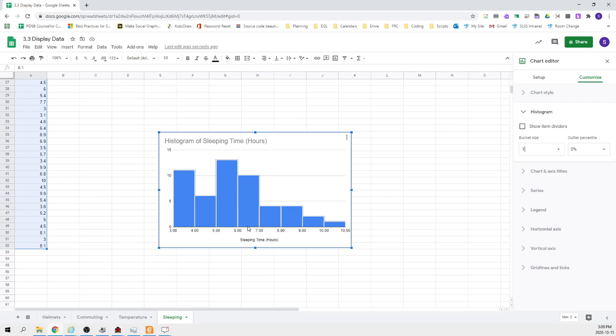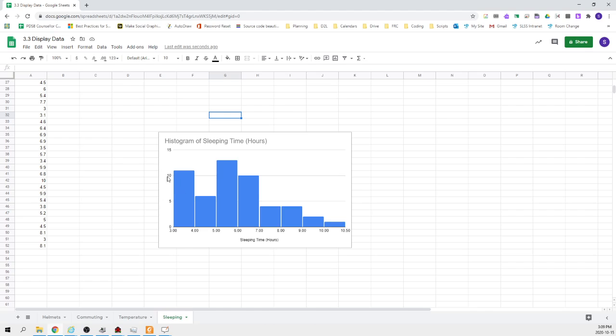Several people get between 6 and 7. A lot of people are sleeping 3 to 4 hours, which seems really weird. And then very few people are sleeping between 4 and 5 hours. And so the histogram makes it really clear what the most popular sleeping amount of time is. So that helps us that way.